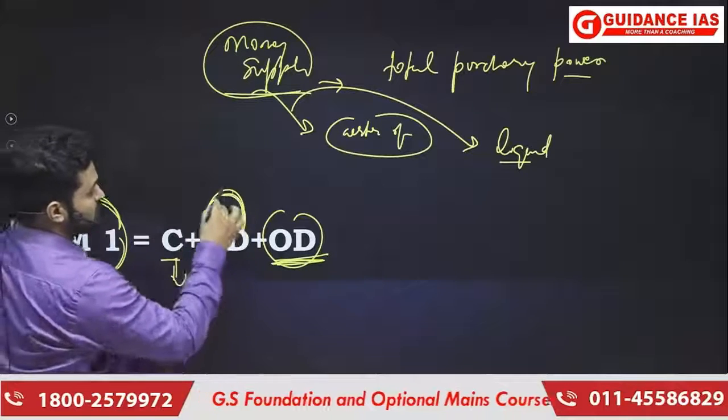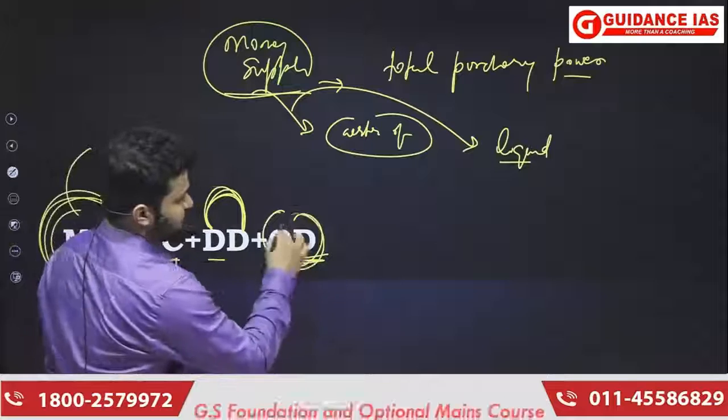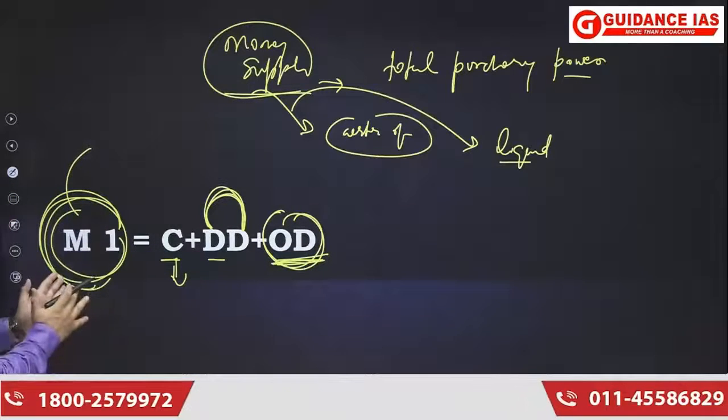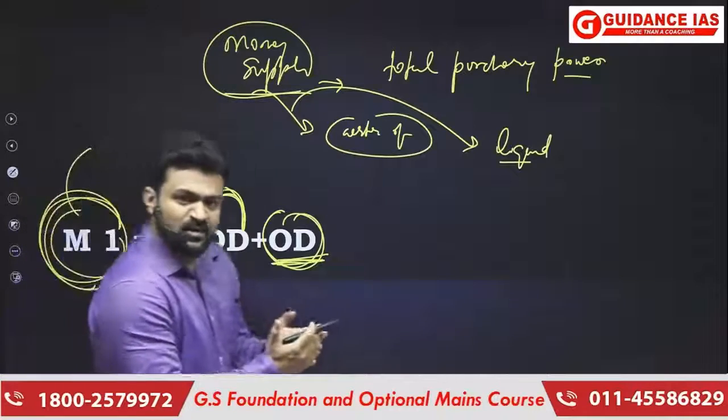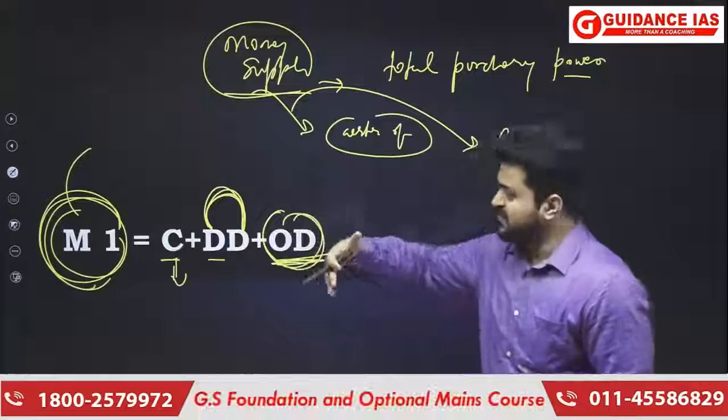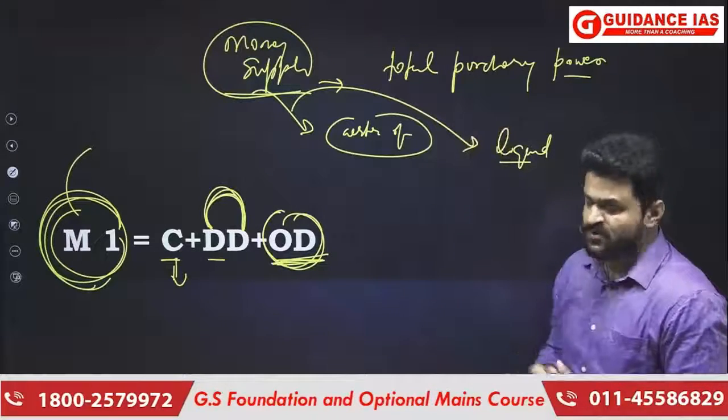Okay. So M1 is that component of money supply which is going to include currency notes and coins with the public, then demand deposits in banks, then other deposits, that is, other deposits in RBI. Okay. Now there are other components of money supply also. For example, there is time deposit. Then there are other deposits in post office banks.